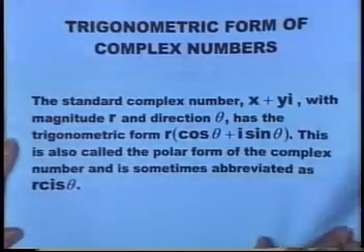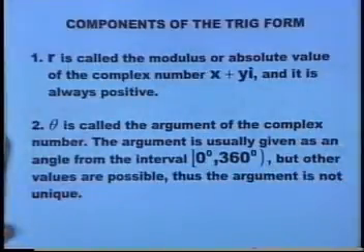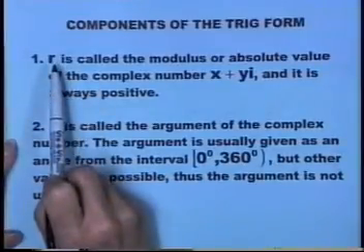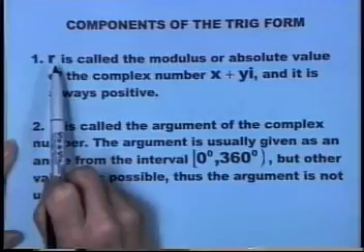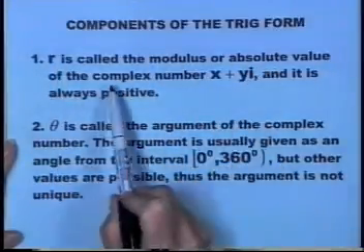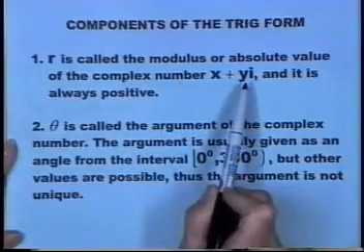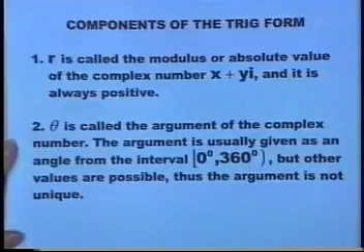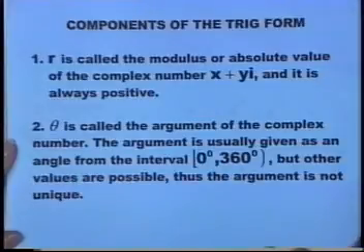Having looked at this definition, let's also look at the components of the trig form. The r, which is the magnitude, is also called the modulus, or the absolute value of the complex number x plus yi, and it's always positive. If you remember when we went back to find the r based on the way we set up this trigonometric form, r was the square root of x squared plus y squared, so it has to be positive.